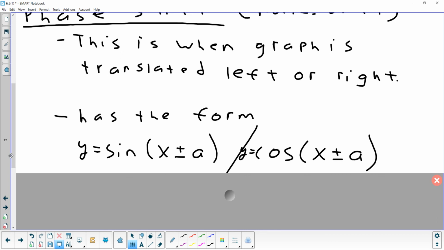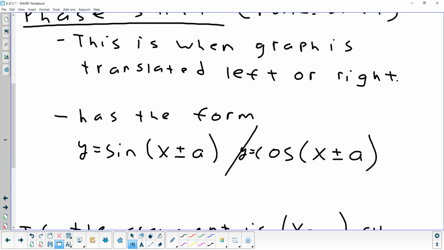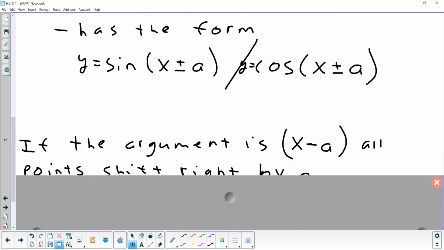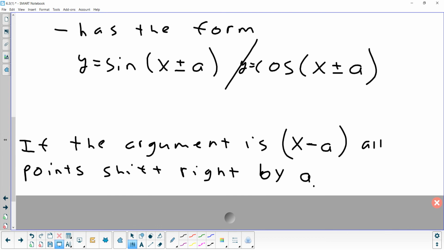Now, based on what we've learned in the past, if I had x plus something, which way would the graph move? X plus. Yeah? It would move left. What if I had x minus? Okay? It would move to the right. It's the opposite, and it's still the opposite here. So if it's x minus, everything is going to shift to the right. How much? It depends on what you minus.